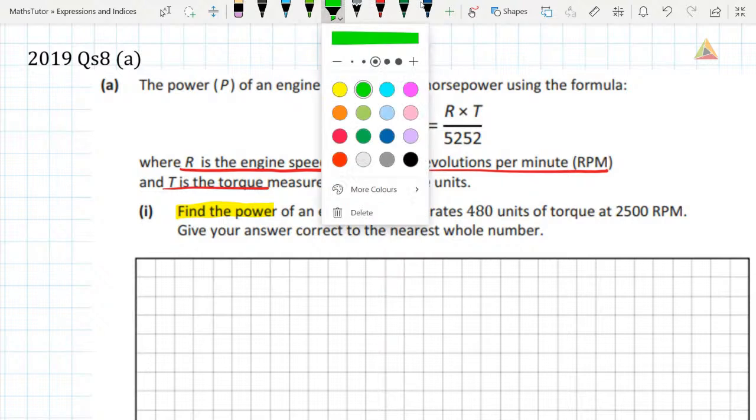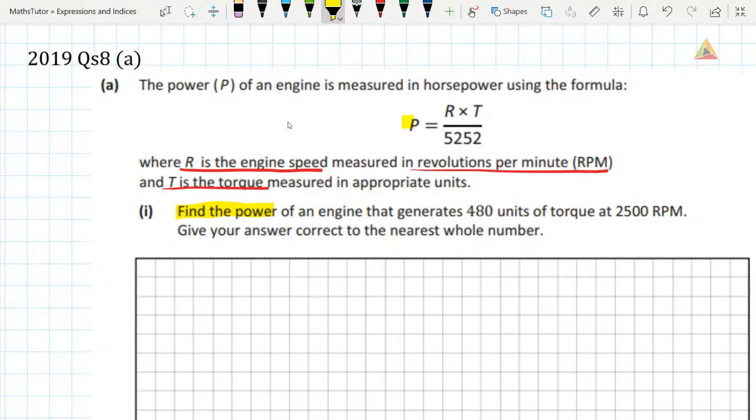So the first part of this question says find the power. Now the power was P. So we know from this formula that we're finding the power P. So this question is going to be what is P equal to? Find the power of an engine that generates 480 units of torque. So that's picking out what T is going to be, at 2,500 RPM. It doesn't tell me that this is the engine speed, but when I see the units, RPM, I go back up here where it said R is the engine speed measured in revolutions per minute. So this is going to be R.